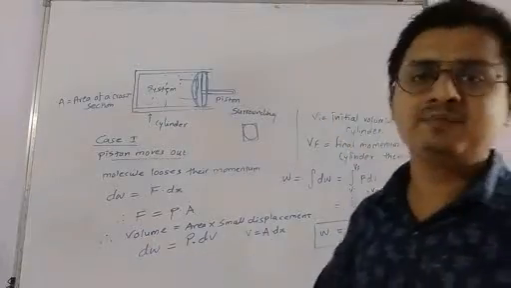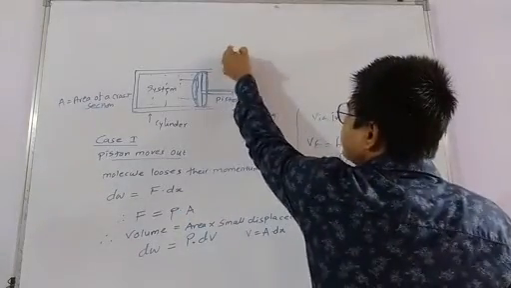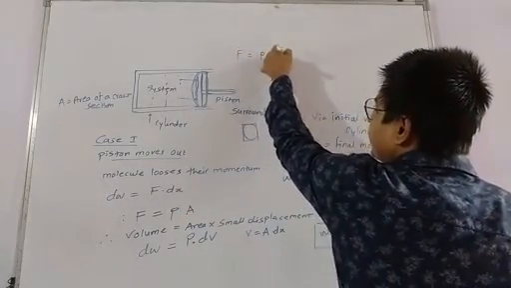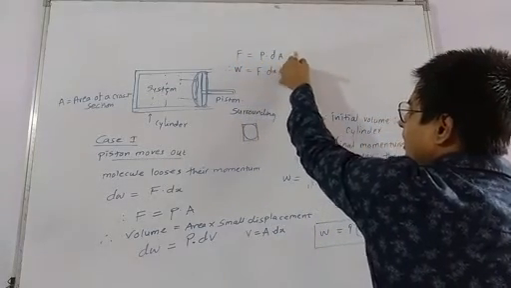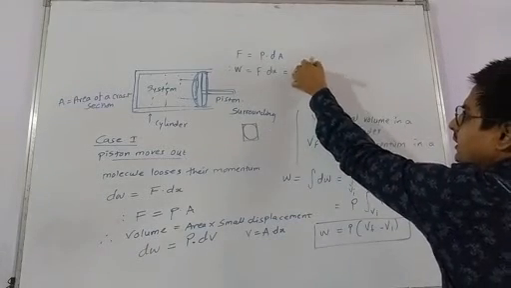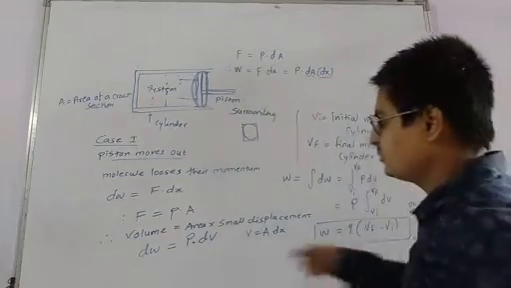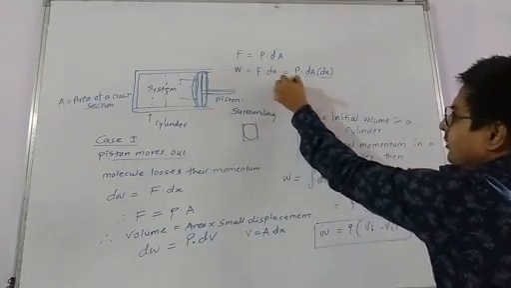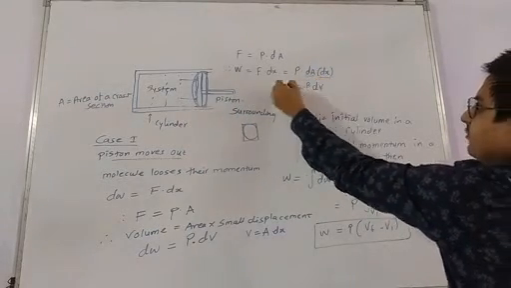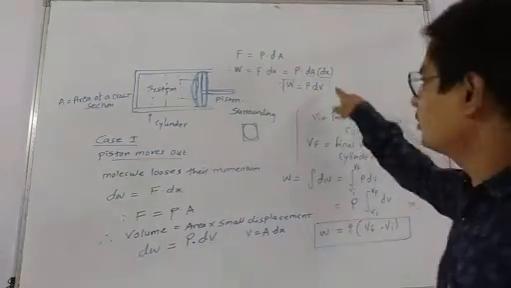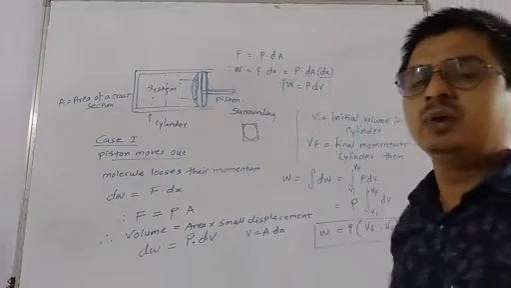P into dV. अगर आप इसको प्रूफ करने जाओगे तब भी आपको मिल जाएगा कि मान लो F is equal to what? P into A. See W is equal to what? F into dx. So क्या मिलेगा? P into A dx. So area into displacement will be volume. Therefore W is equal to P into dV. So we reach the formula P into dV, that is a small change in the volume.